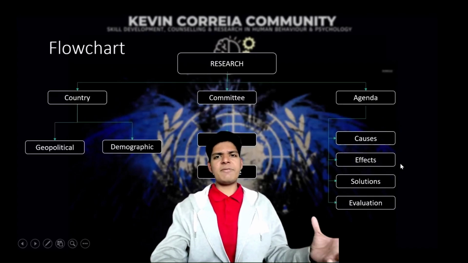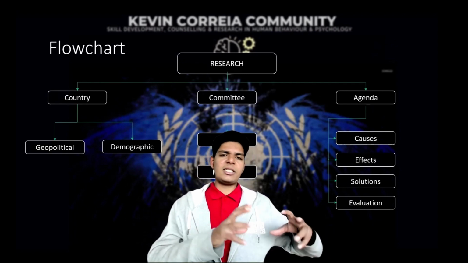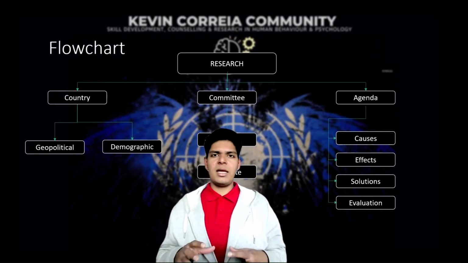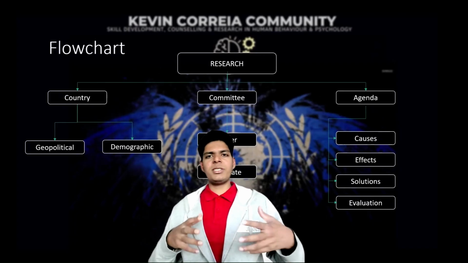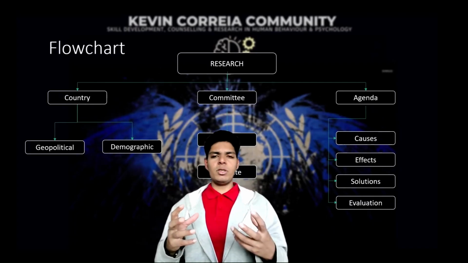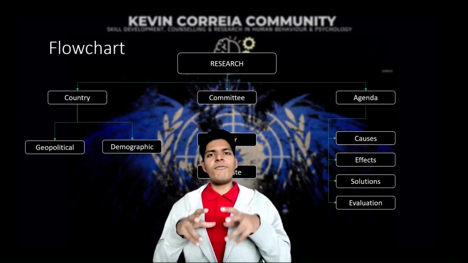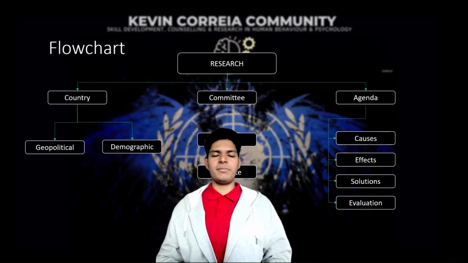Your country specific research is always divided into two parts. That's your geopolitical research and your demographic research. Then your committee specific research is divided into three parts, which is the power that your committee holds, the mandate of that particular committee, and the focus that you have as a delegate in that particular committee.